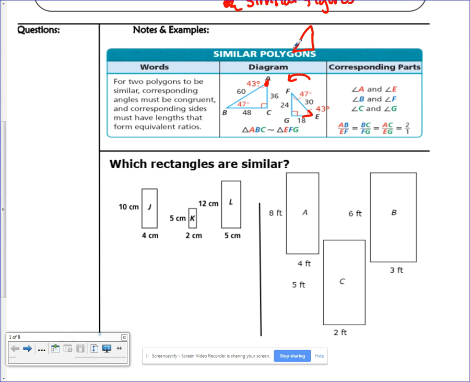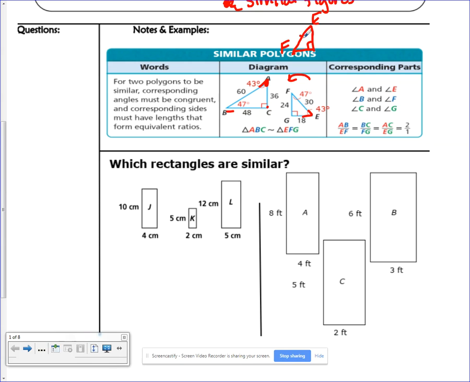So I would have my 43-degree angle, that's E. I would have the right angle here, and then angle F down here, which was the 47 one, so that all of these parts match up. And then if I call this triangle A to B to C, then I call this E to F to G. And it matches up perfectly, okay?